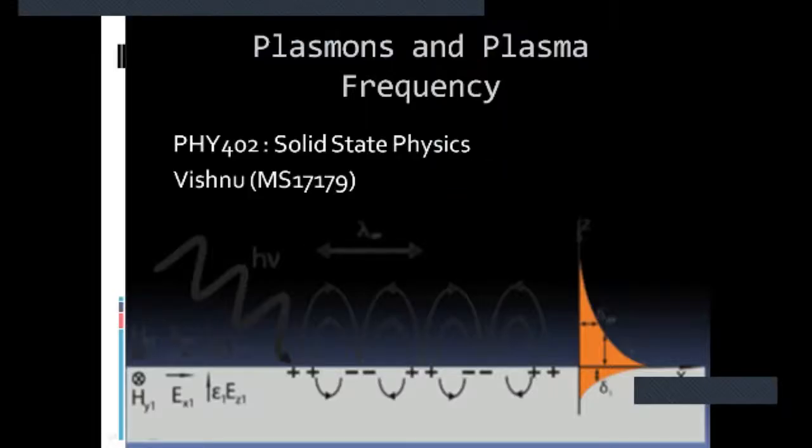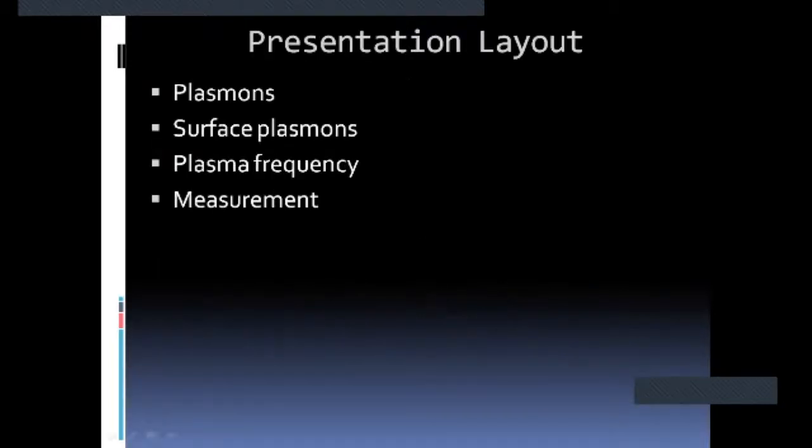Hello everyone, myself Vishnu and my topic for presentation is plasmons and plasma frequency. So in this presentation I will explain plasmons, surface plasmons, plasma frequency and then measurement, how to measure these plasmons.